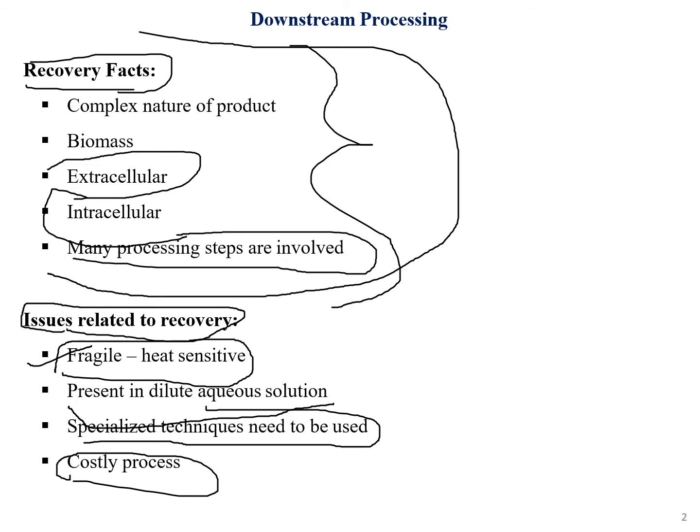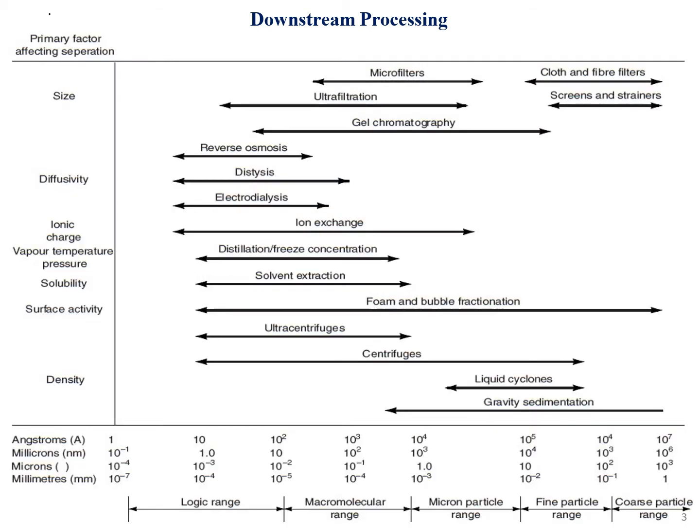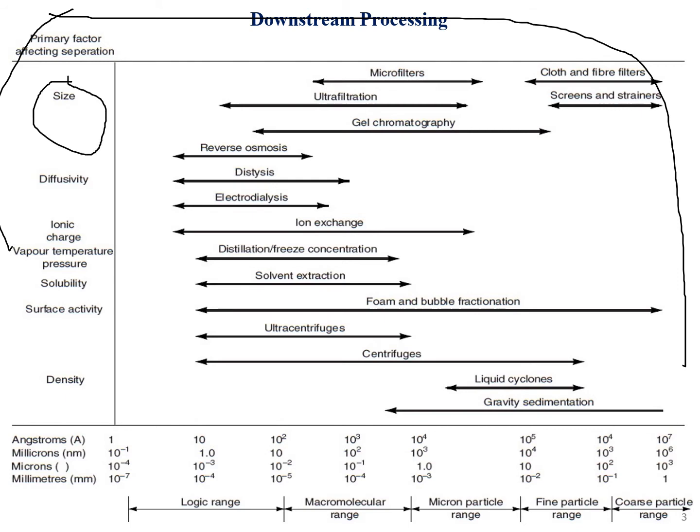Moving on, we have a basic diagram in front of you. This diagram is from the book by Schuler and Kargi. You can check out some of its basic parameters. As you can see, the primary factors are size, diffusivity, ionic charge, vapor temperature, pressure, solubility, surface activity, and density. The size mainly determines how it must be filtered.